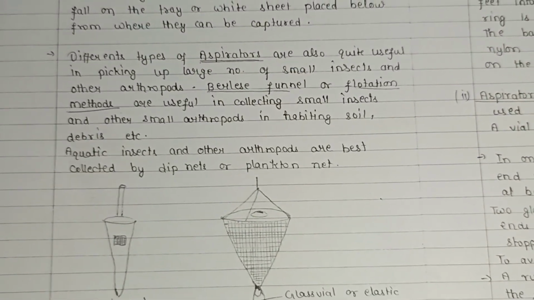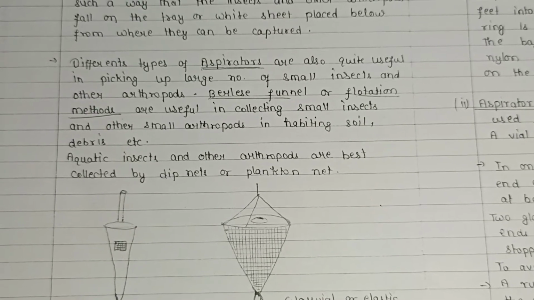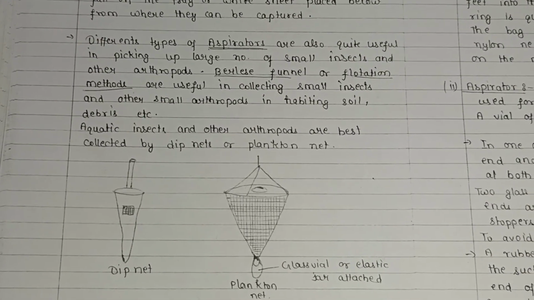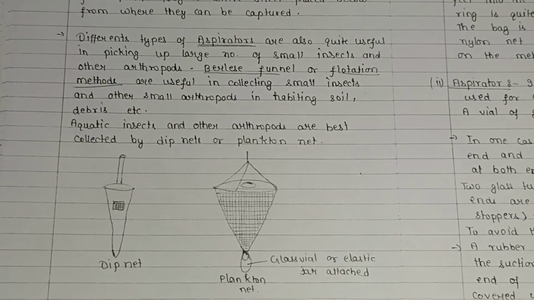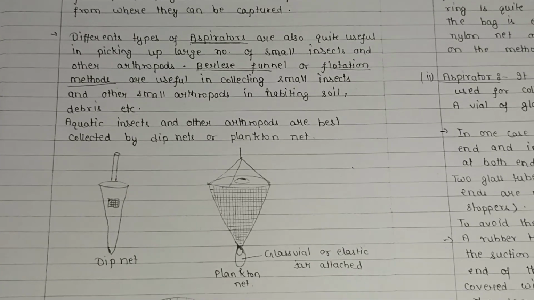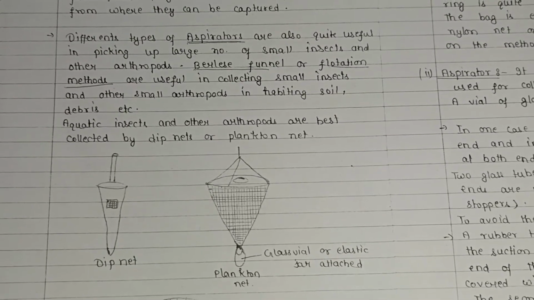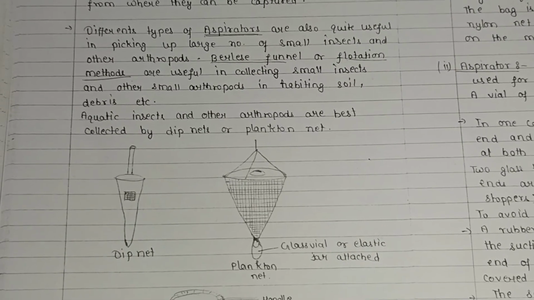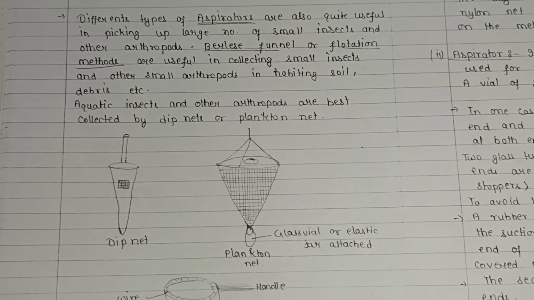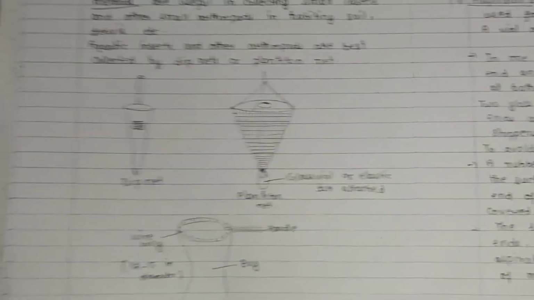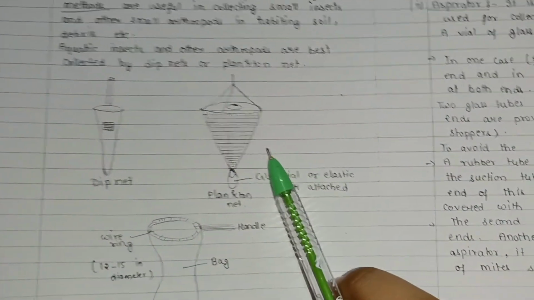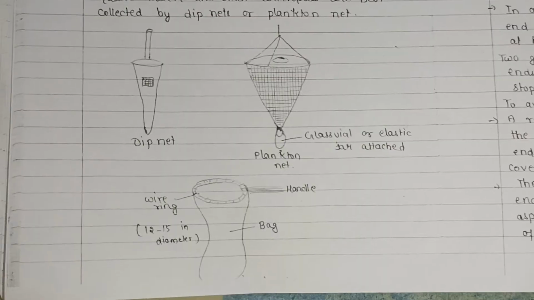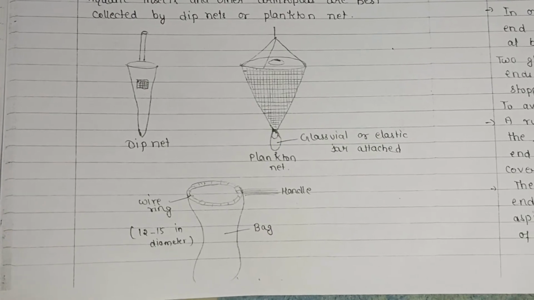Different types of aspirators are also quite useful in picking up a large number of small insects and other arthropods. Berlese's funnel or the flotation methods are useful in collecting small insects and other small arthropods inhabiting the soil. Those which reside in soil cannot be captured by the beating method or sweeping method, debris, etc. Aquatic insects and other arthropods are best collected by dip nets or the plankton net. So this is a plankton net. It is used for capturing aquatic insects. Then this is a dip net, and this is another net that is used for capturing insects.